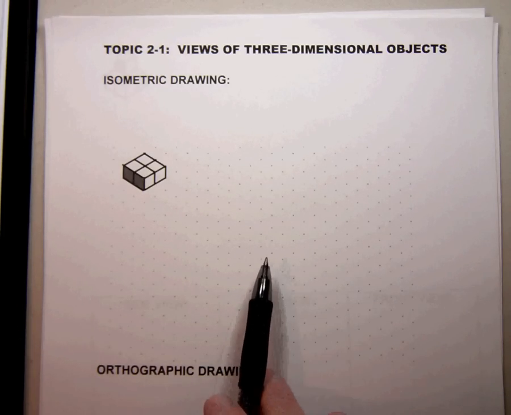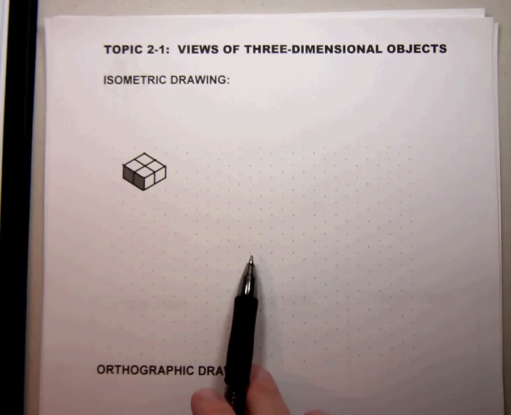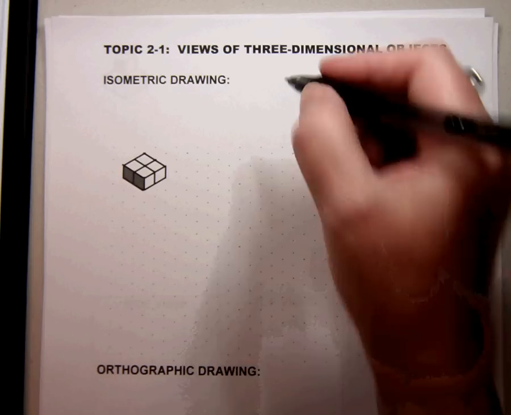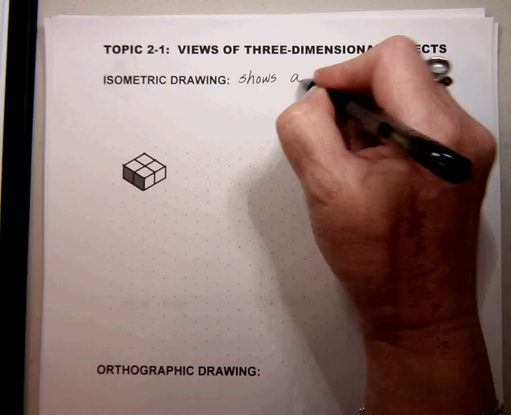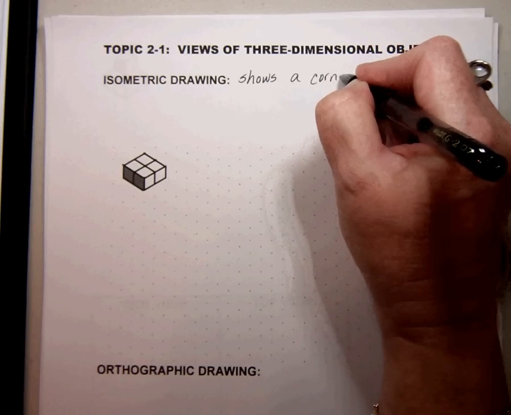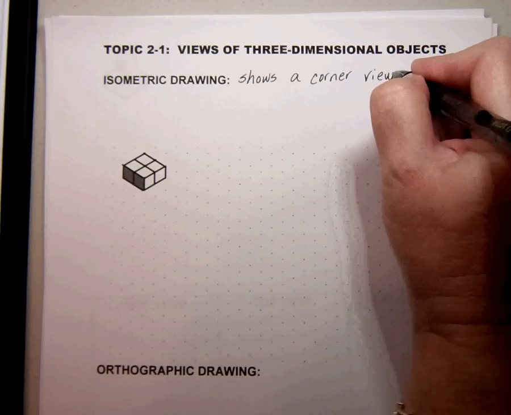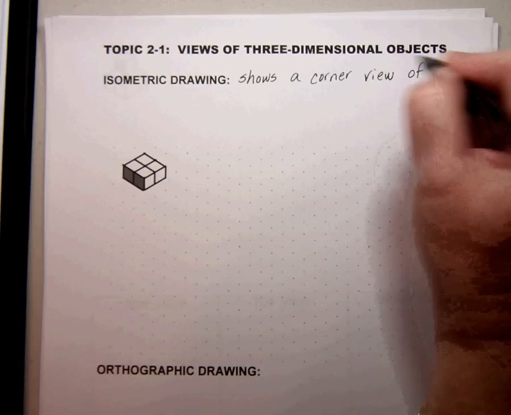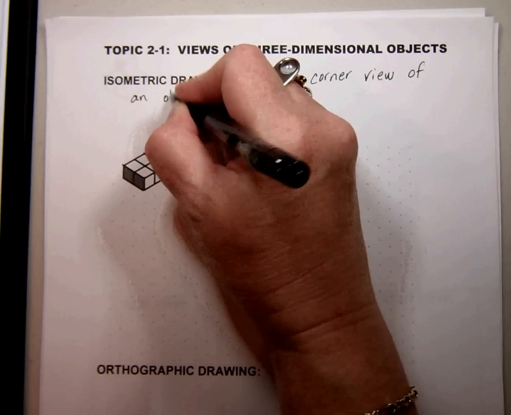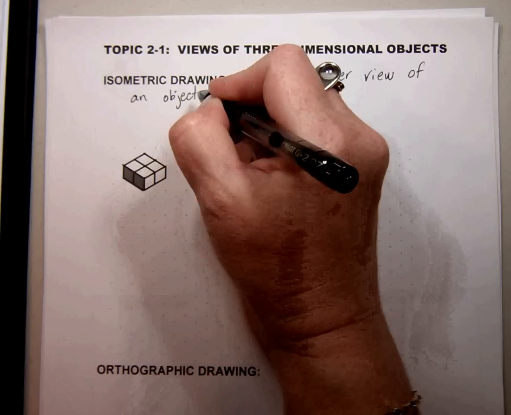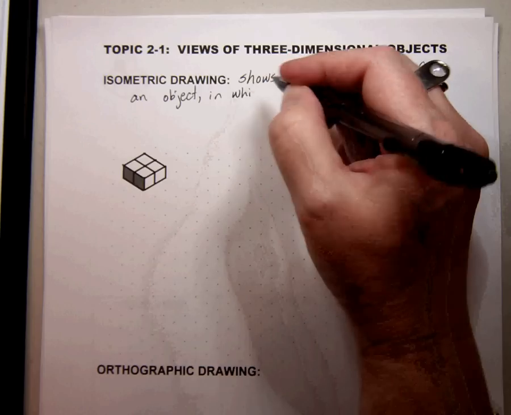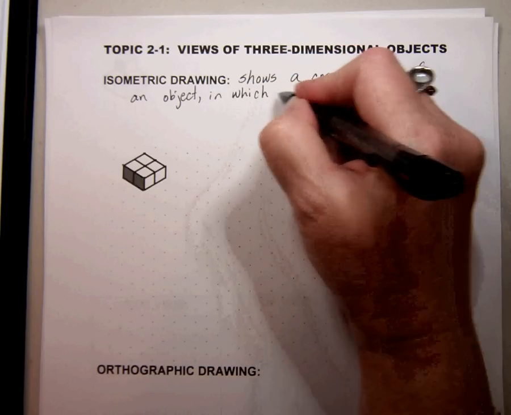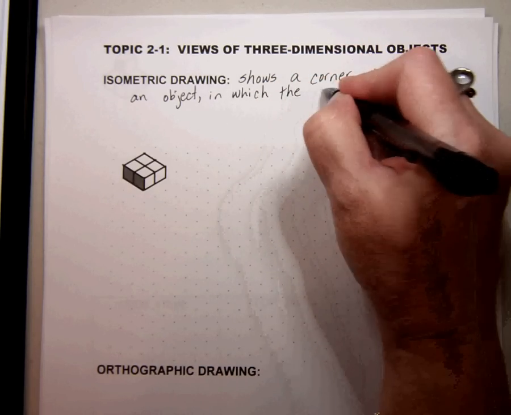Isometric drawings, you use dot paper, and I hope this shows up well enough. It seems a little faded, but we'll try it. An isometric drawing shows a corner view of an object in which the shape of the object is preserved. This is the definition.